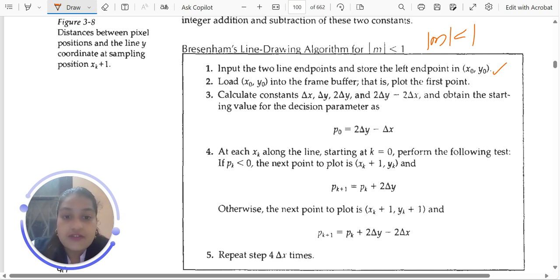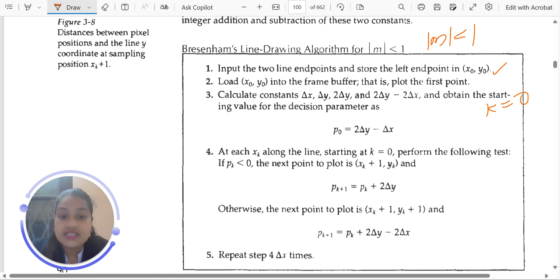Now calculate the constants. We have to calculate Δx, Δy, 2Δy, then 2Δy − 2Δx. We have to calculate all this and we have to get the decision parameter of the starting value, that is p0. How will we calculate p0? It is 2Δy − Δx. Now at each xk along the line, we start from k = 0.